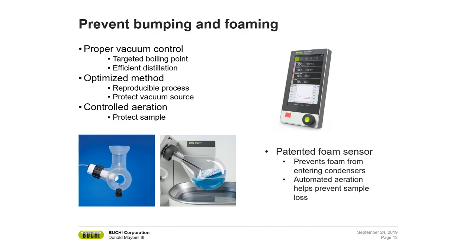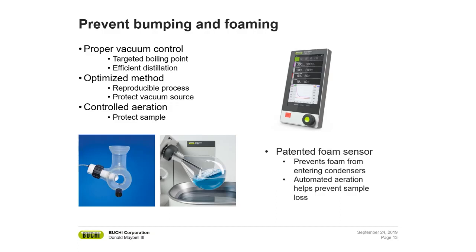Proper vacuum control not only gives you a target boiling point, but it's the best way to have an efficient distillation process. Why? Because with a vacuum controller, you can optimize your process and get reproducible results. The vacuum controller will not only drop the vacuum down to the exact value every time, but it can help regulate the vacuum as well.